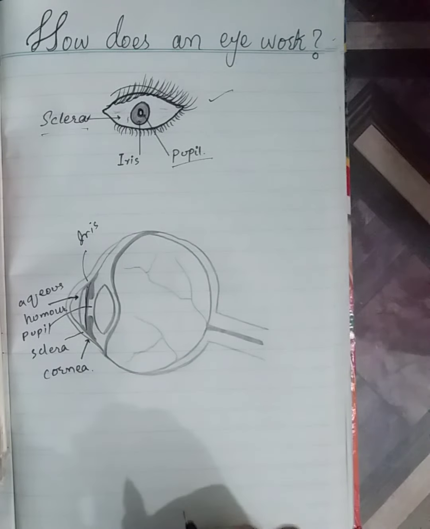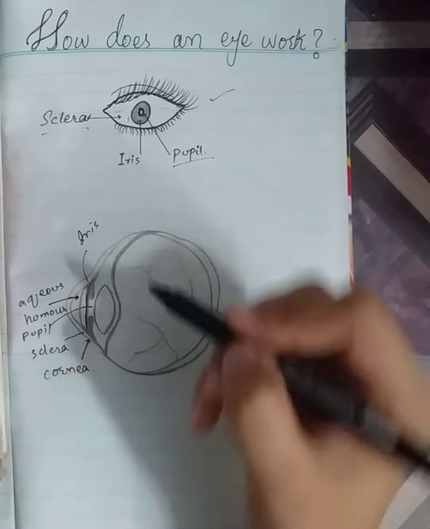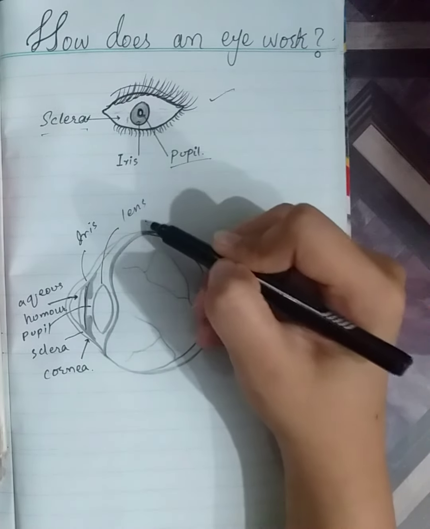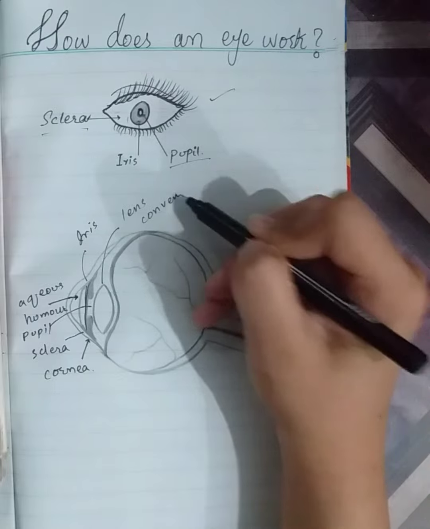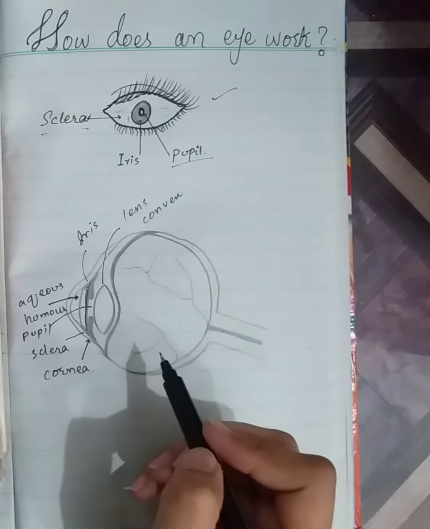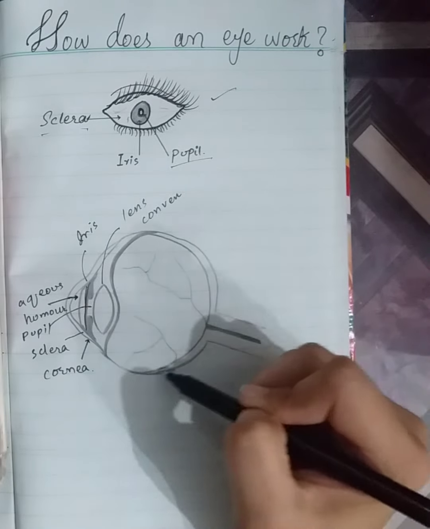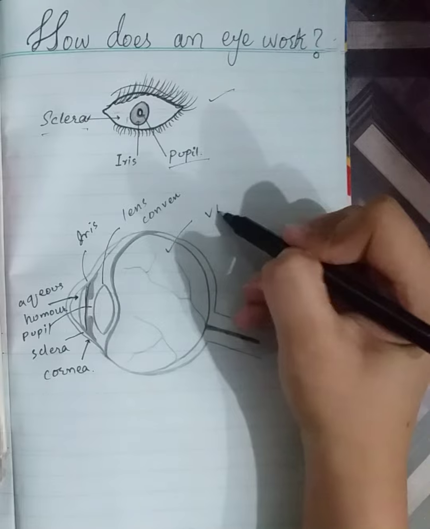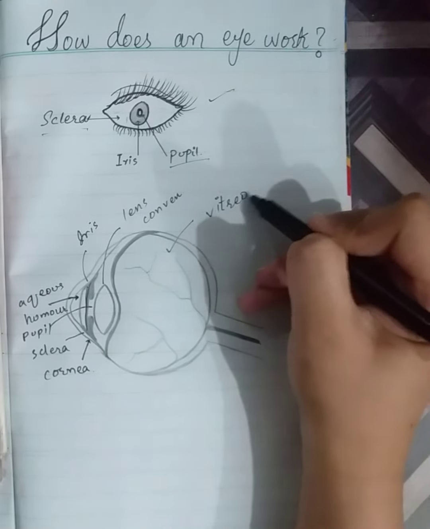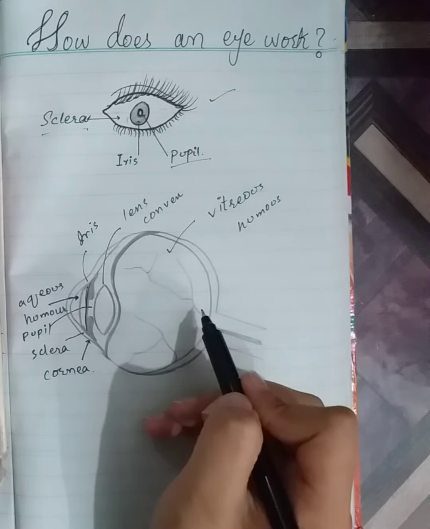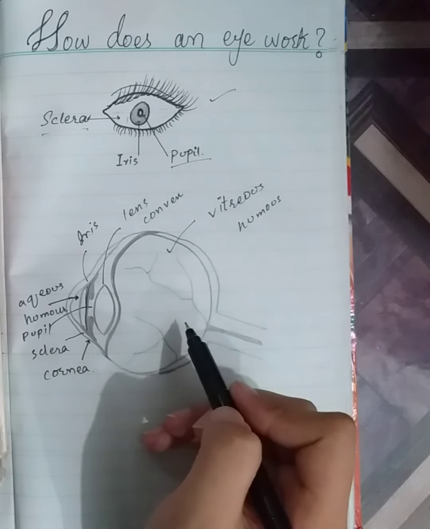Now we have another structure. You can see clearly that here is a structure. It is our eye lens and it is a convex lens. Our eye has a convex lens in it. Then you can see a large cavity, a large space. It is called the vitreous humor. This cavity protects our retina and also fills our eye.